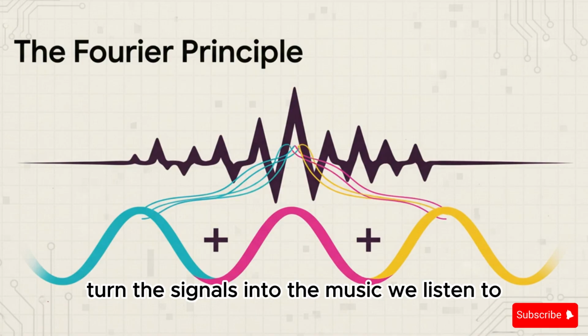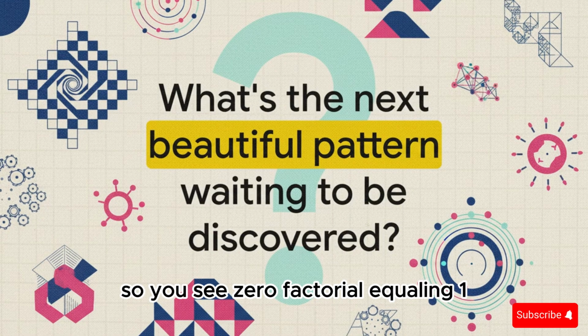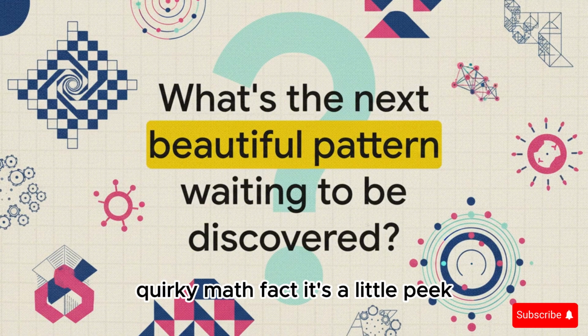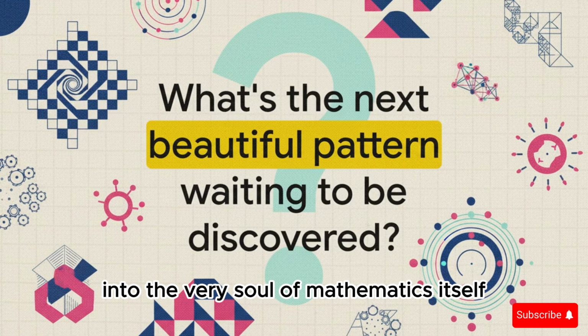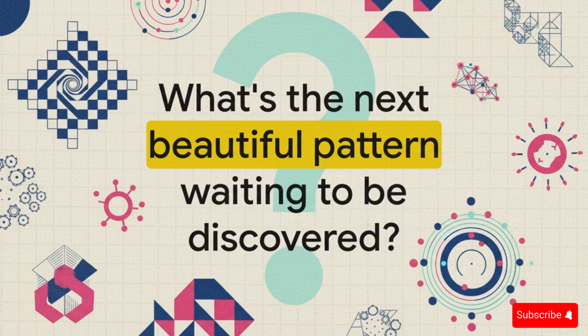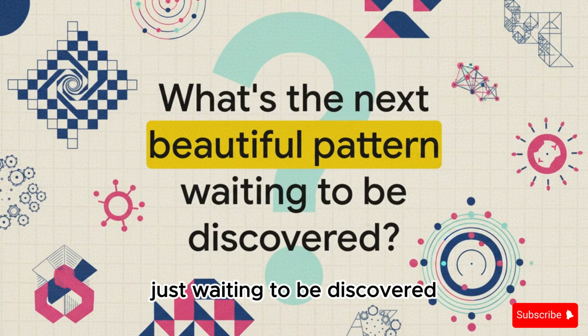Turning signals into the music we listen to and the pictures we see. So you see, 0 factorial equaling 1 isn't just some random, quirky math fact. It's a little peek into the very soul of mathematics itself, a world built on the beauty of consistent patterns. Which kind of makes you wonder, what's the next beautiful pattern out there, just waiting to be discovered?